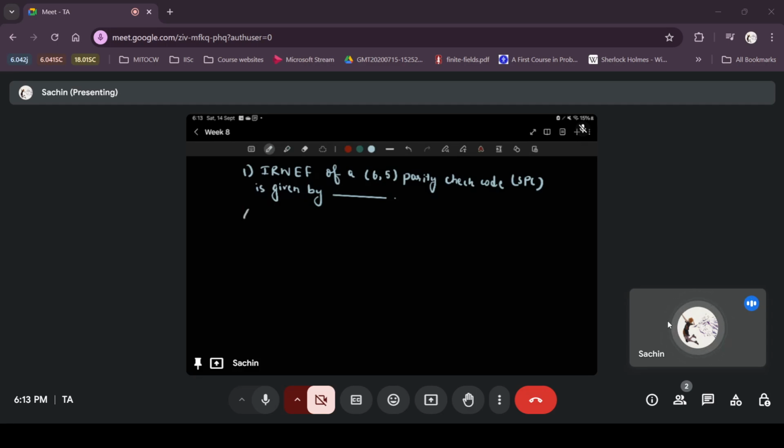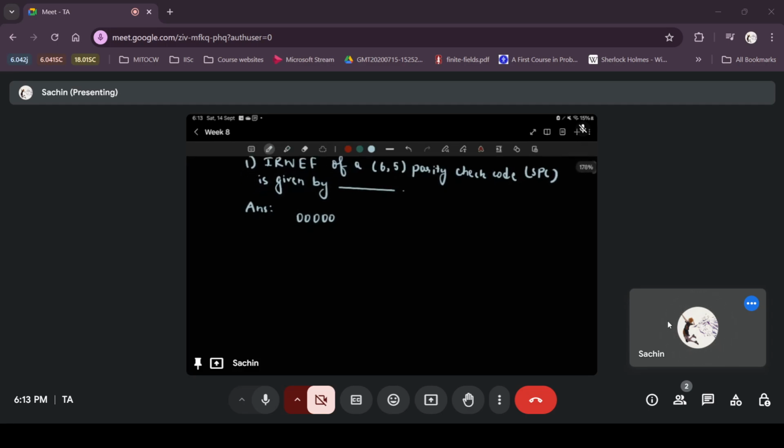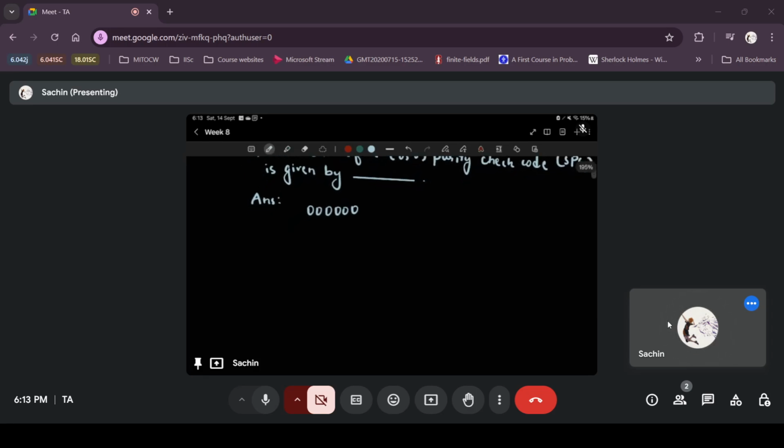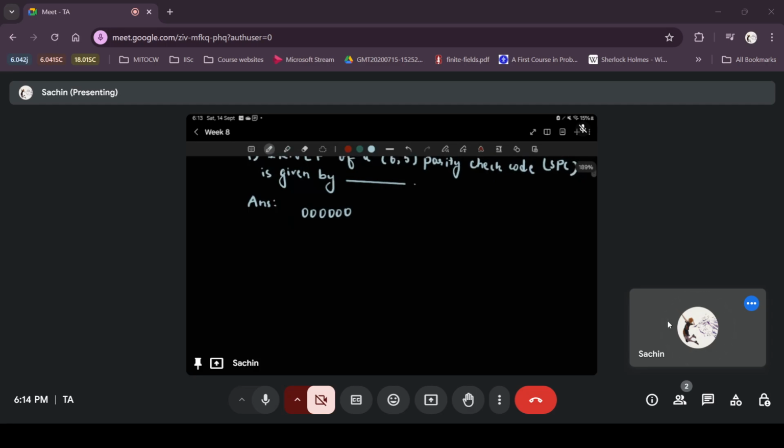For such a code, the code words will be of the following form. If that is the input message, then since the sum of the bits is 0, the parity bit is 0, or 0 is appended, so you get a 6-bit code word from a 5-bit information sequence. And there are 32 such possibilities.